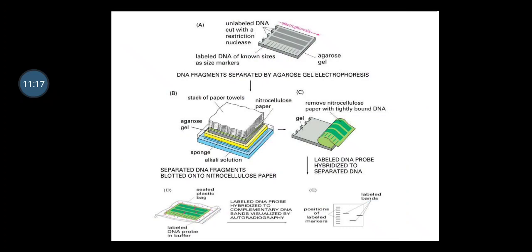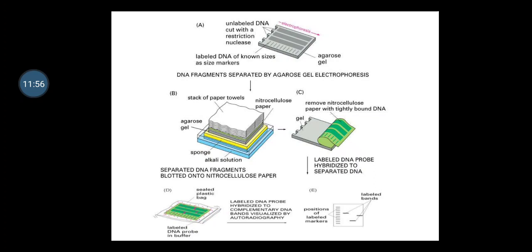This is the actual way we prepare our capillary blot. I have already told you that we stack different types of paper towels upon the agarose gel. In between, the nitrocellulose paper is fixed, but as I just told you, nitrocellulose paper being very fragile is now replaced by the nylon membrane. That is your separated DNA fragments blotted onto the nitrocellulose paper.